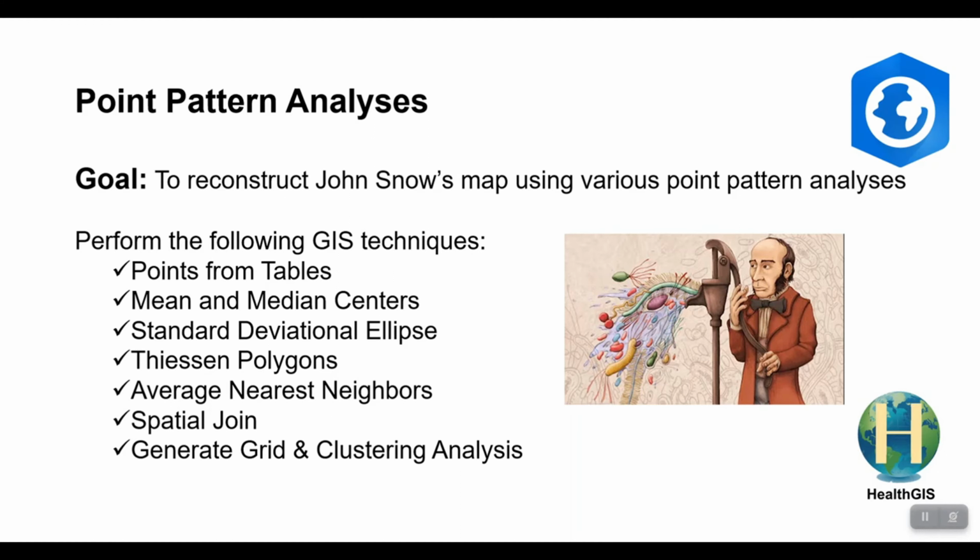In this video tutorial, we would like to learn how to conduct various spatial point pattern analysis in the ArcGIS Pro environment. We will reconstruct one of history's most iconic maps, John Snow's 1854 Cholera map, whose work laid the foundation for modern epidemiology. Using maps, he identified the source of a deadly cholera outbreak in London, which was the Broad Street pump. So in this lab, we will reconstruct the John Snow map and use modern spatial point pattern analysis to examine the evidence. So let's get started.